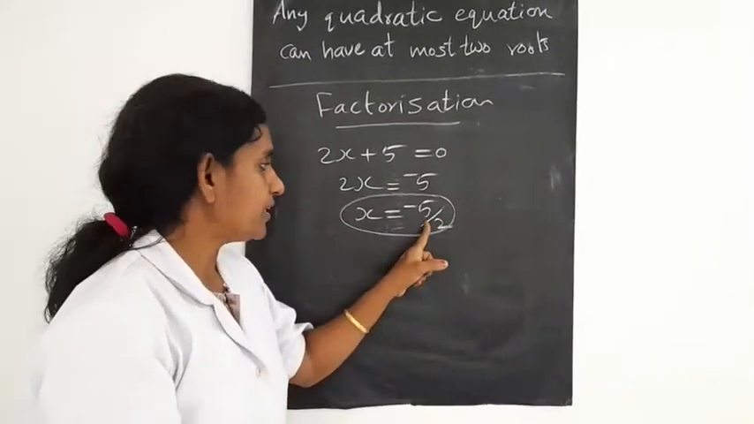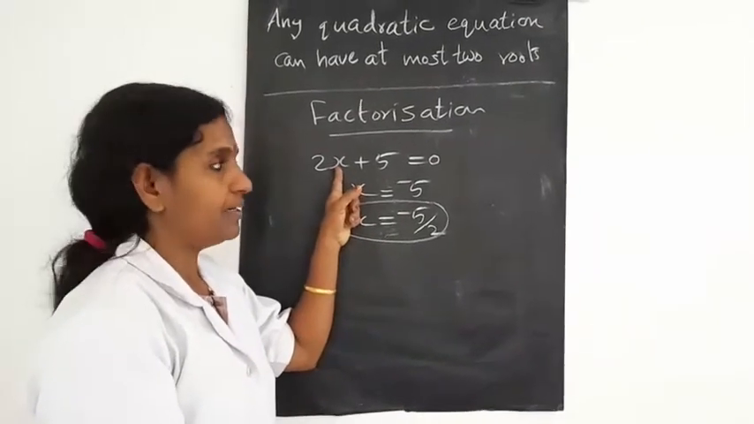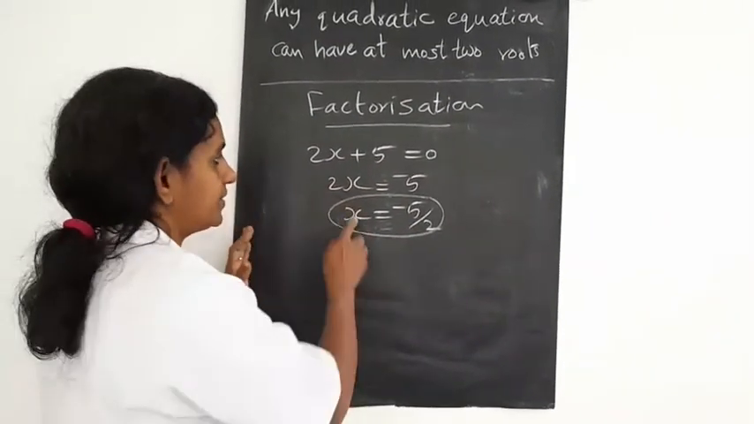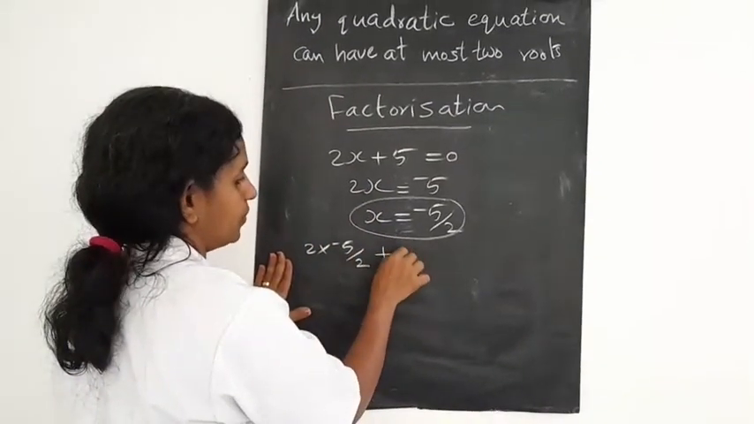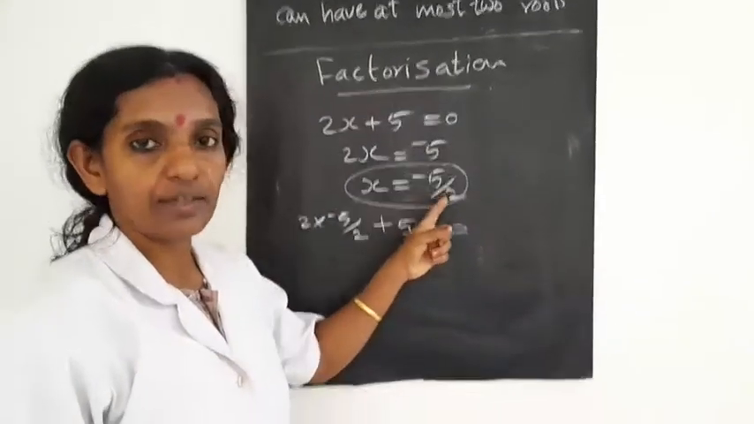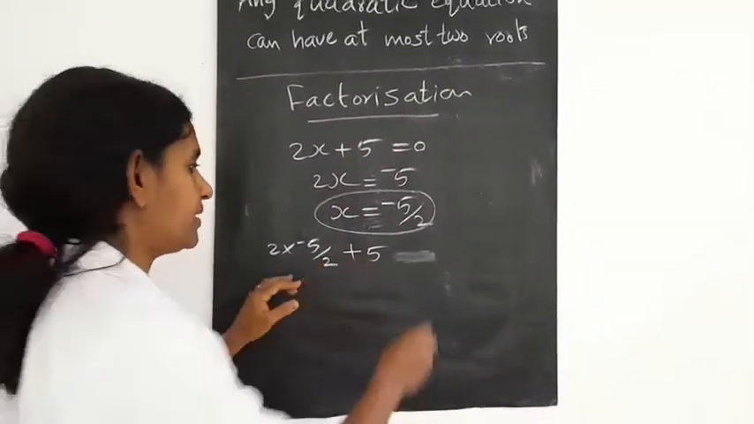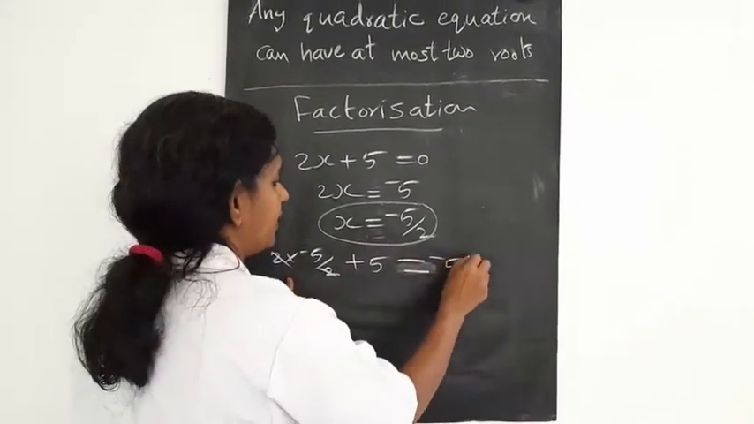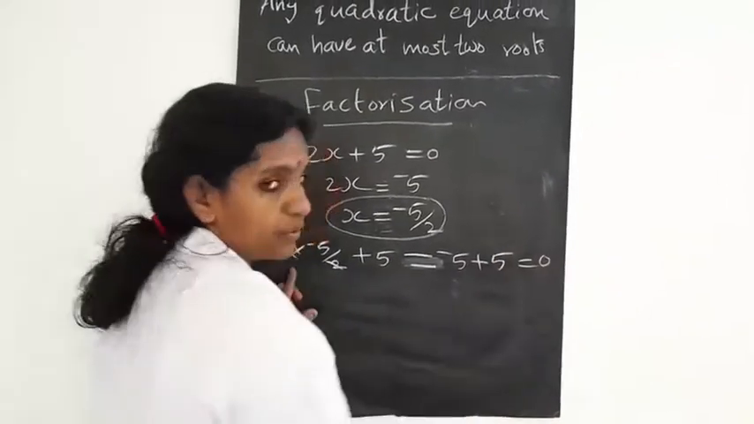If we substitute this value in this equation, you will get LHS equal to RHS. Just you can verify. Substituting x equal to negative 5 by 2 here, 2 into negative 5 by 2 plus 5. This 2 you can cancel, so negative 5 plus 5, which is equal to 0.